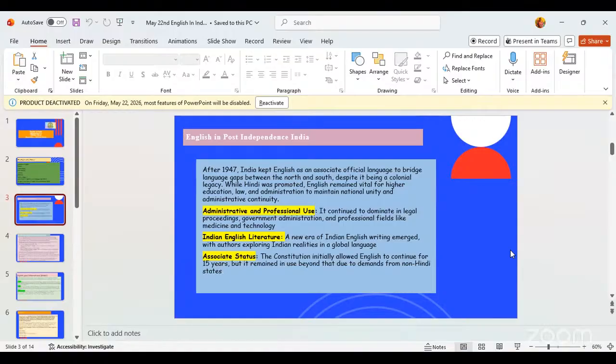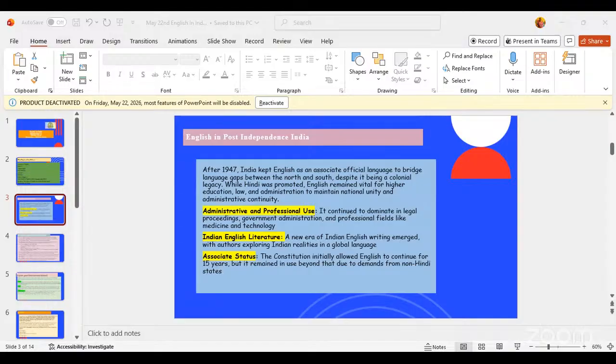Indian English literature. A new era of Indian English writing emerged with authors exploring Indian realities in a global language. So this is how our own authors describe the language and how they speak it in their own terms, in their own understanding of English, and how it was dominated by the English people. Now we're talking about the writing of English, how, in the modern age, it has emerged with authors exploring Indian realities in a global language.